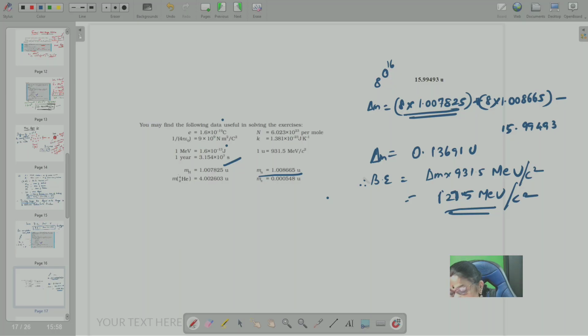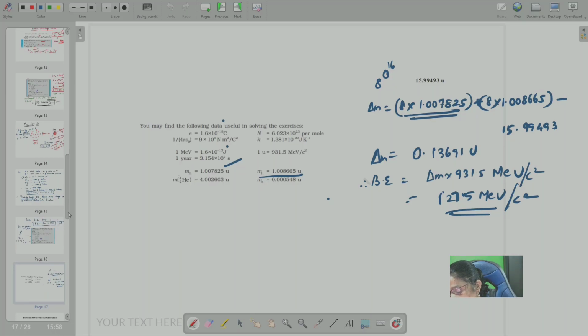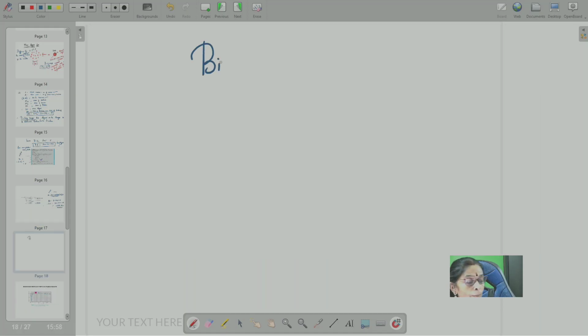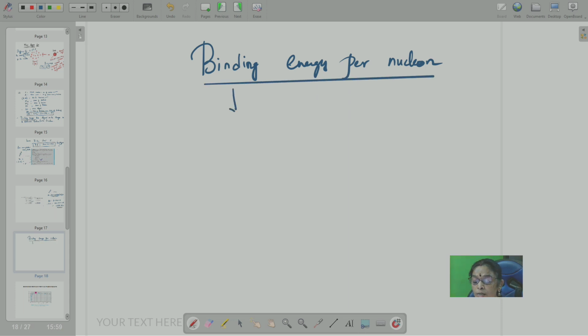Now we are diving into the next topic, that is nothing but binding energy per nucleon. What is the next topic? Binding energy per nucleon. What is the necessity of learning binding energy per nucleon? In order to find out the stability of nucleus. This is specially to find out the stability of nucleus.